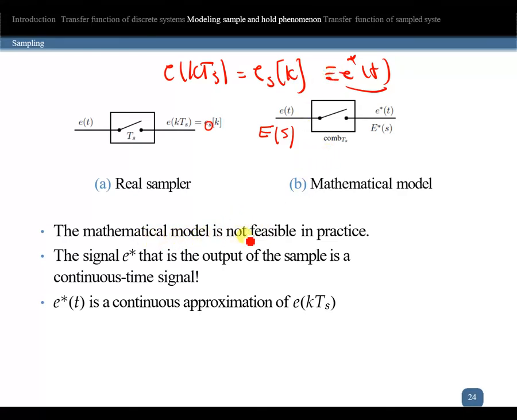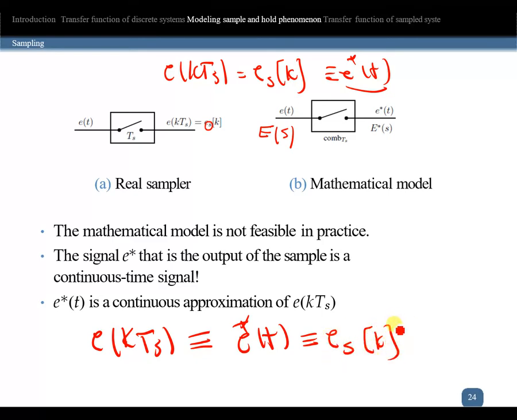The mathematical model is not feasible in practice. The signal that is the output of the sampler is a continuous time signal. e star of t is a continuous approximation of e(kTs). Remember, I write here e(kTs) is approximately e star of t, or I can write that it is approximately e sample k. This is a very important thing you should know.